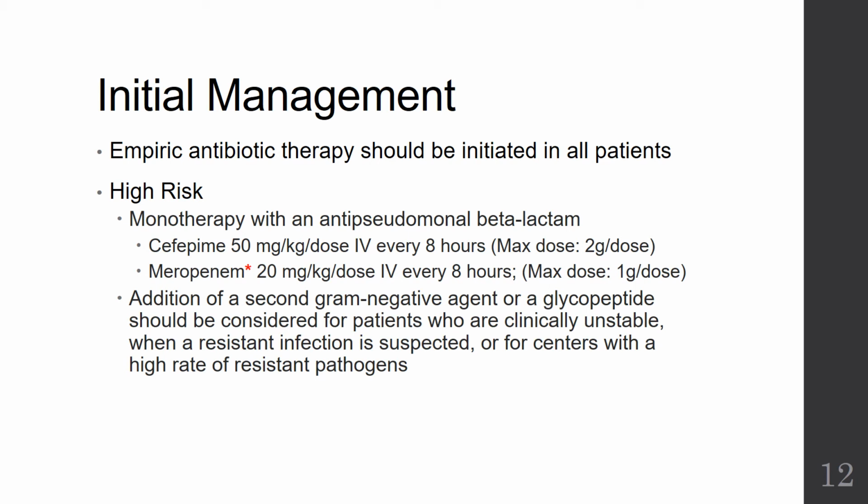Here at a dose of 50 milligrams per kilogram per dose, IV Q8 hours. And then meropenem is listed at a dose of 20 milligrams per kilogram per dose. And the asterisk here is simply because literature notes that there are limited data regarding the use of this agent in the pediatric population for this indication, all the while guidelines do recommend that it can be used. And then lastly, this bottom bullet point is just noting that in patients that are clinically unstable or seem to be regressing, a second gram-negative covering agent should be added.